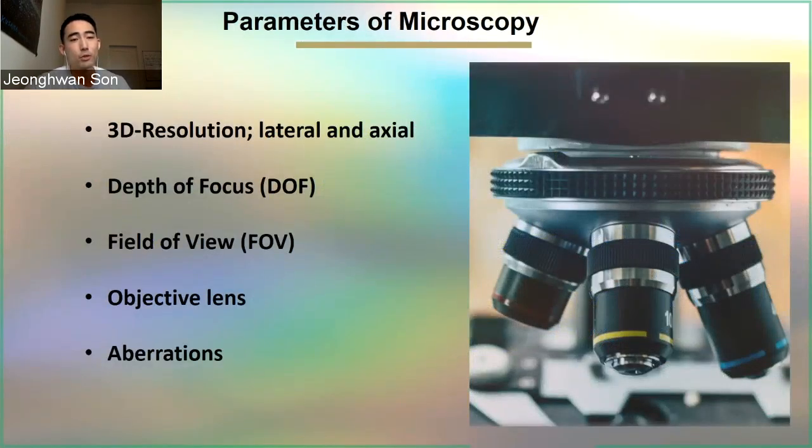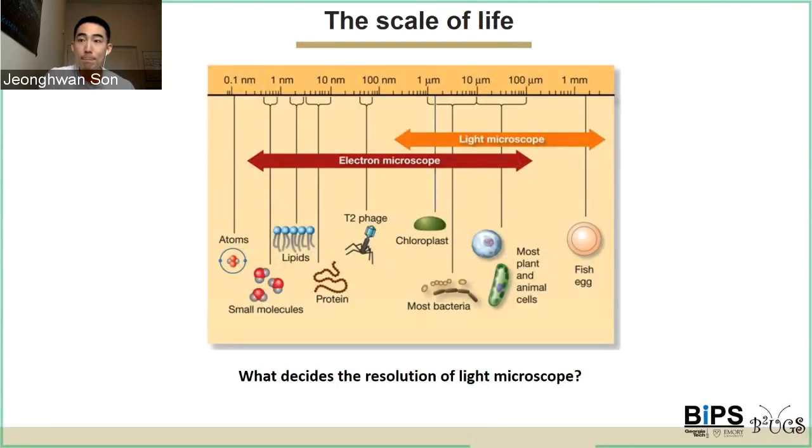There are parameters that decide the performance of a microscopy system. We will go over them today one by one. Diverse life has different scales of size, but the imaging system has physical limitation. With light microscopy, the smallest size of target can only be achieved down to 200 nanometers, except for super resolution microscopy techniques that we will deal with next session. Then what decides the limitation of microscopy, especially resolution?